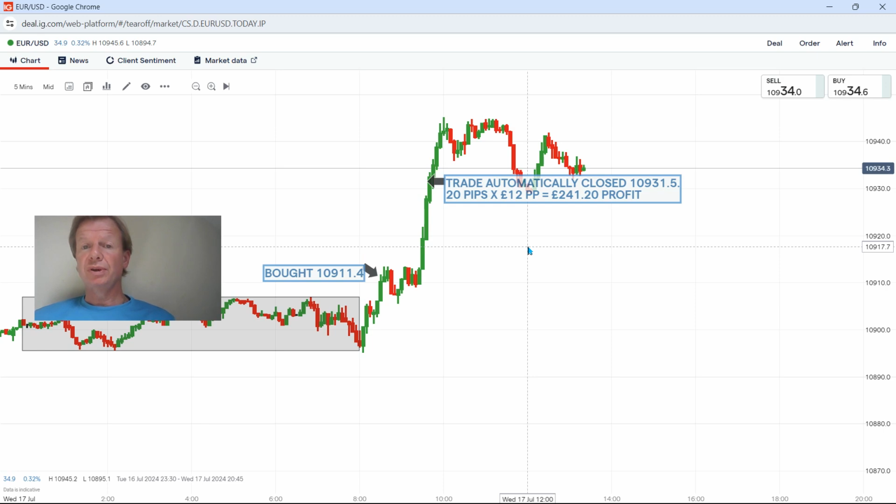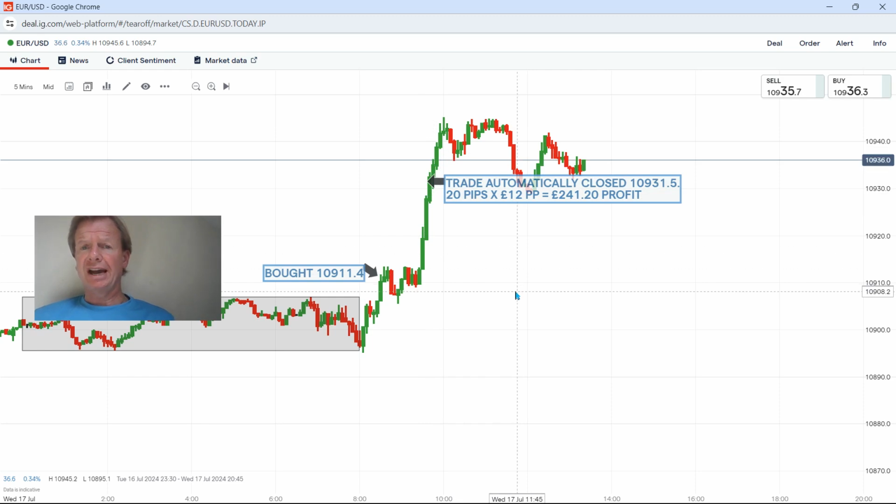I go with the move. I go with this little trend here. I don't predict what's going to happen. I don't predict I could get 30 pips, 40, 50 pips, because it's not always going to be like that. And you can never fully predict the market. You can only trade what you see. And you'd be a fool to try and predict it.